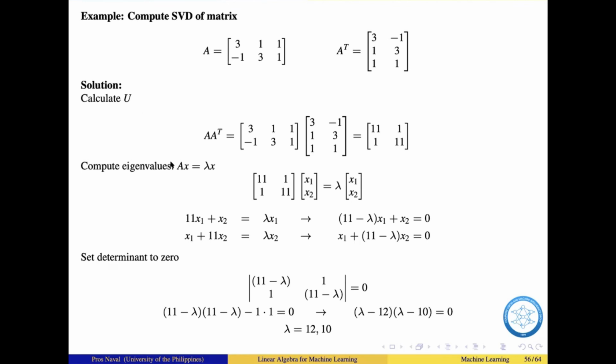Question: are the eigenvalues of A transpose A, not this one, this is A transpose, the same as that of A transpose? The answer is, for the non-zero eigenvalues, they should be the same.